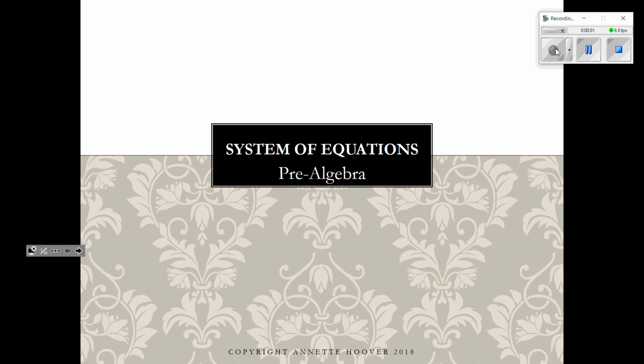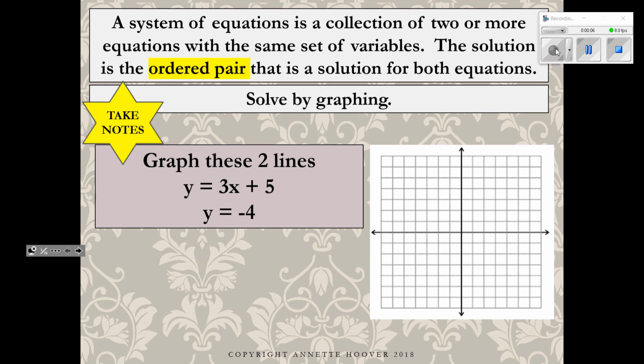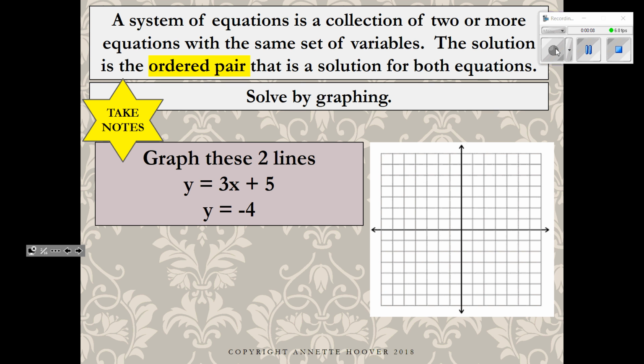In this lesson, we are going to be solving systems of equations. So the question would be, what is a system of equations? Well, it simply is a collection of two or more equations with the same set of variables. And when you have two or more lines, the solution is going to be where the lines cross. It's going to be the ordered pair that is a solution for both equations. That means where they cross, where they touch, that's going to be the solution.